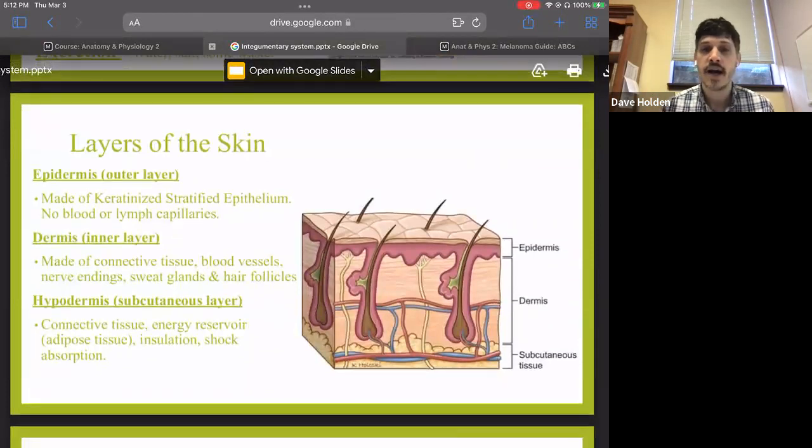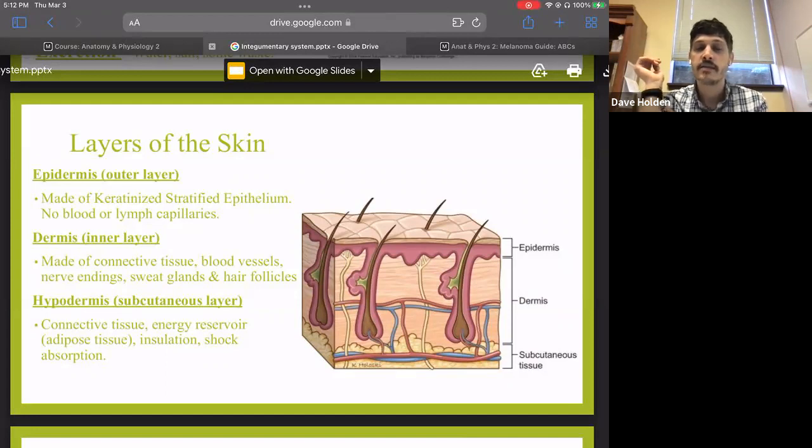So the skin is comprised of 3 layers, and the most interesting one is the one right in the middle, the ice cream of the ice cream sandwich. It is called the dermis. The dermis is the true skin. That is where all the living stuff is. That's where all the fancy stuff lives. That's where all the really important stuff exists.